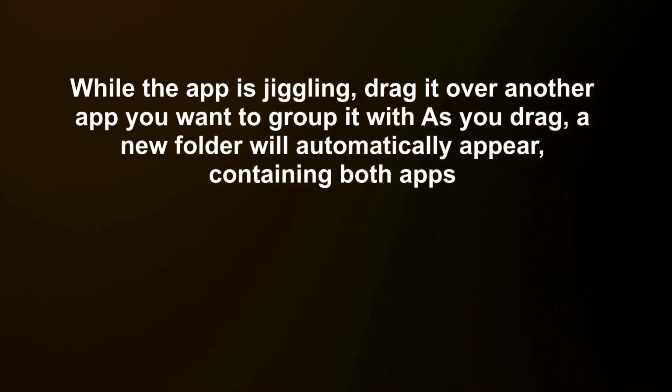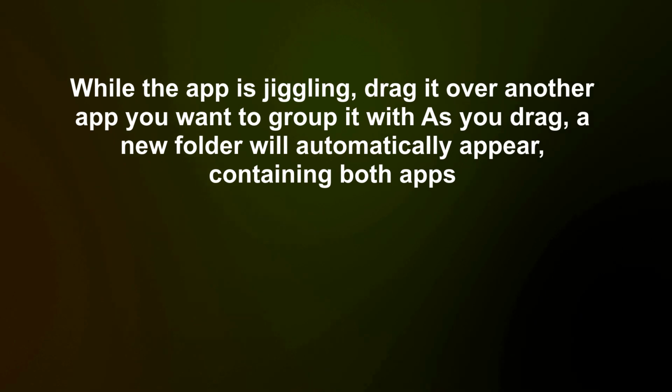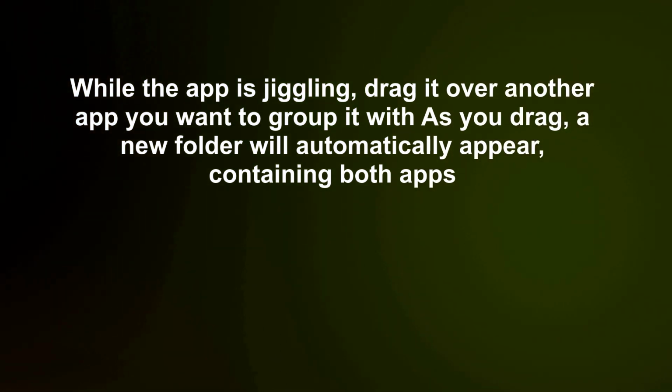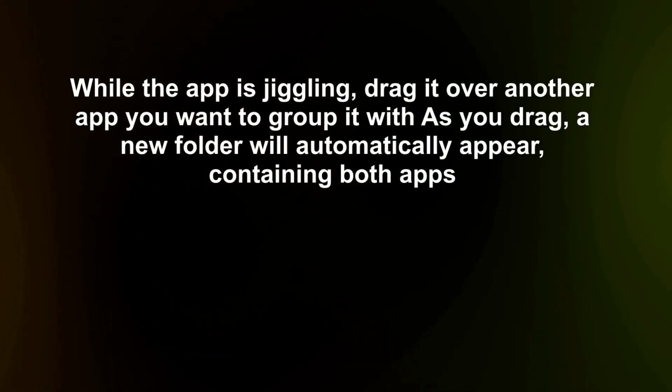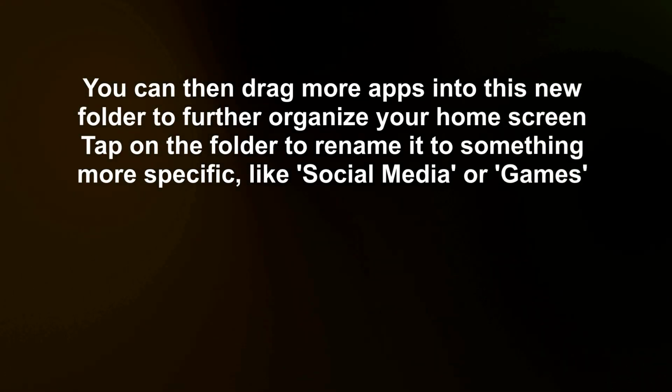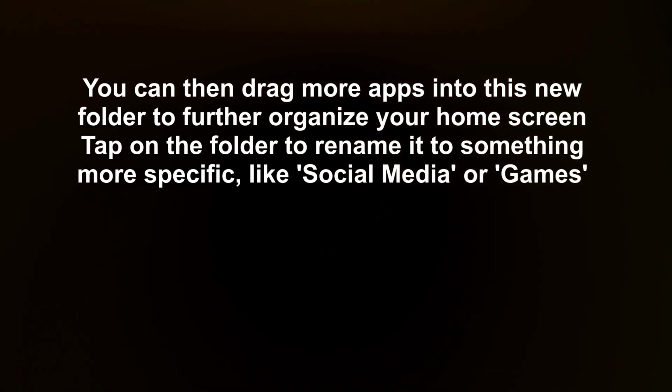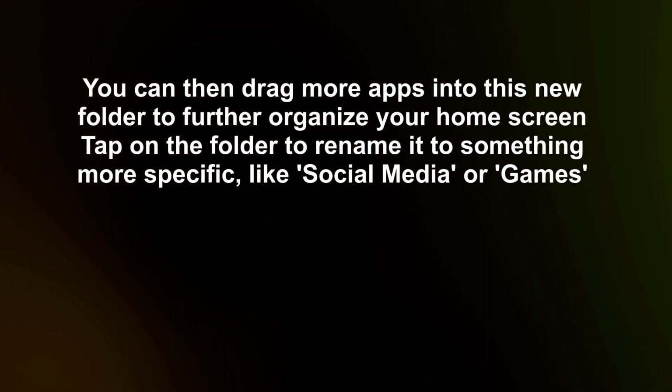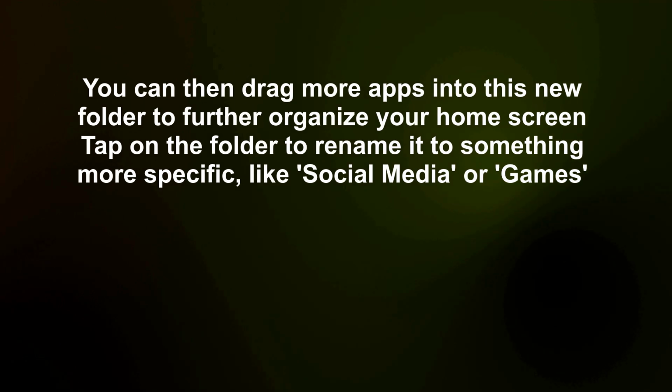While the app is jiggling, drag it over another app you want to group it with. As you drag, a new folder will automatically appear, containing both apps. You can then drag more apps into this new folder to further organize your home screen. Tap on the folder to rename it to something more specific, like social media or games.